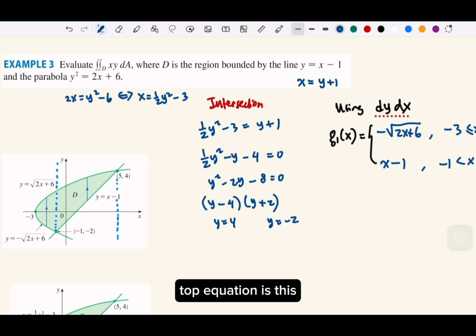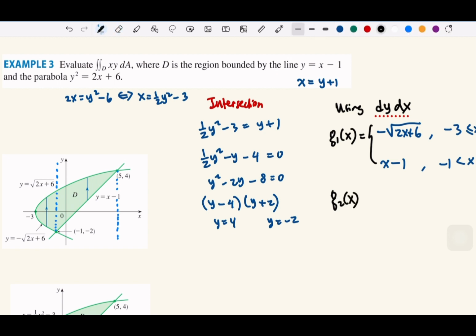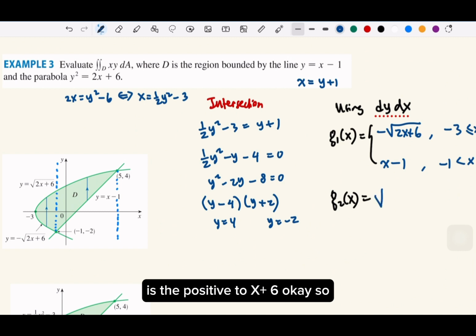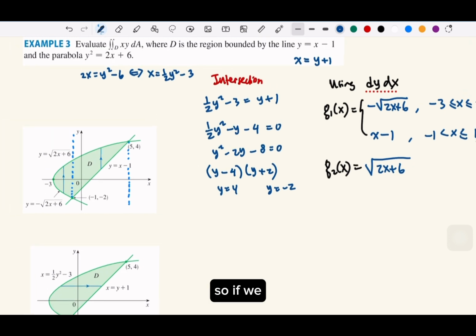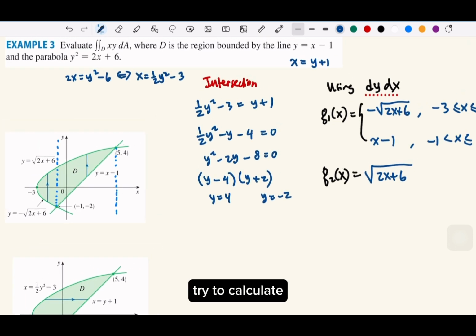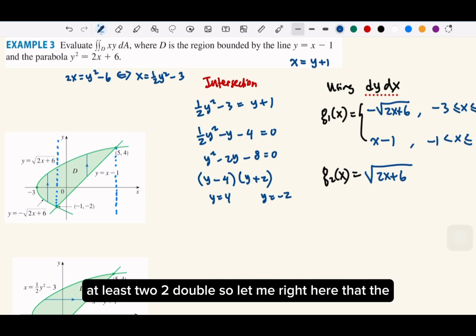The top equation is this. Okay. So g2(x) is the positive 2x plus 6. So if we try to calculate, then we are going to have at least two double integrals.